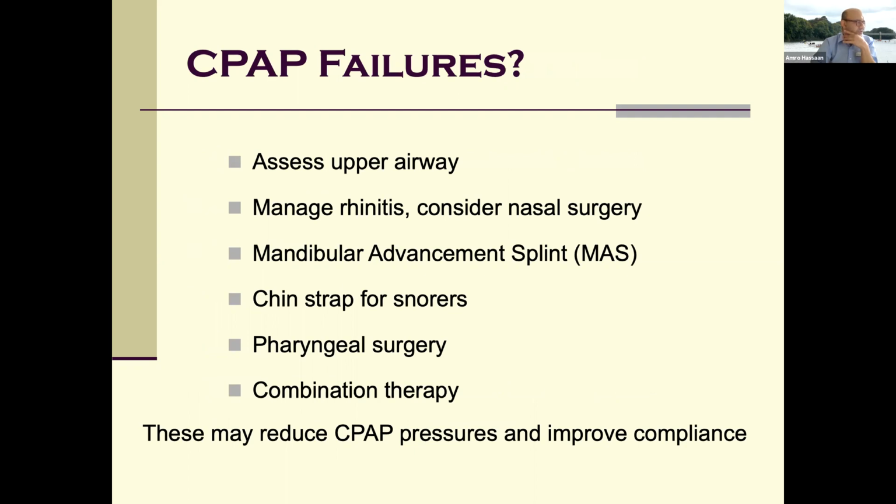So if it is a failure, what do you do? Well, you've got to assess the upper airway, manage the rhinitis, and consider nasal surgery if the nose is the problem. A mandibular advancement device may provide some support. Chin strap for snorers, and you have to write for snorers in your search, otherwise you will get moustache designs. So a chin strap for snorers is basically something that keeps your mouth shut, because we know that if your mouth is shut, you will breathe through your nose better and you'll get better laminar flow. We can consider pharyngeal surgery, or we can consider a combination. So quite regularly I'll say to people, have a chin strap and use your CPAP at the same time, or a mandibular advancement device and use your CPAP at the same time. By using these adjuncts, we may reduce CPAP pressures and improve compliance.